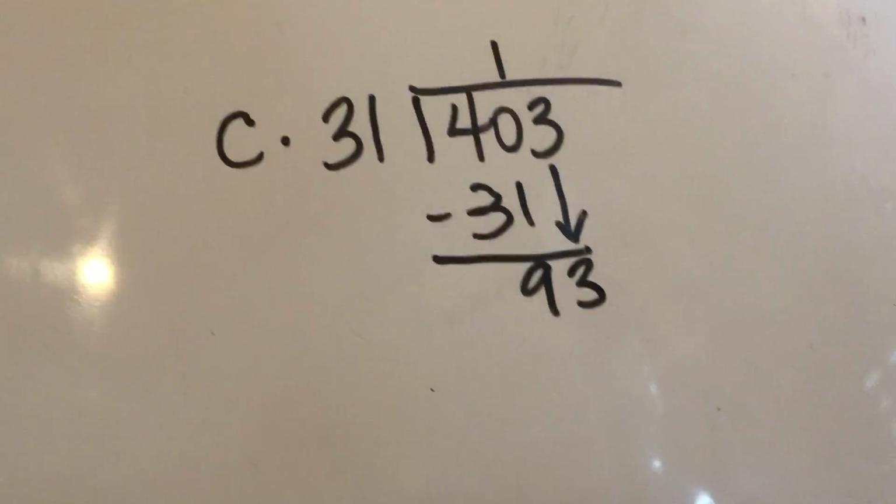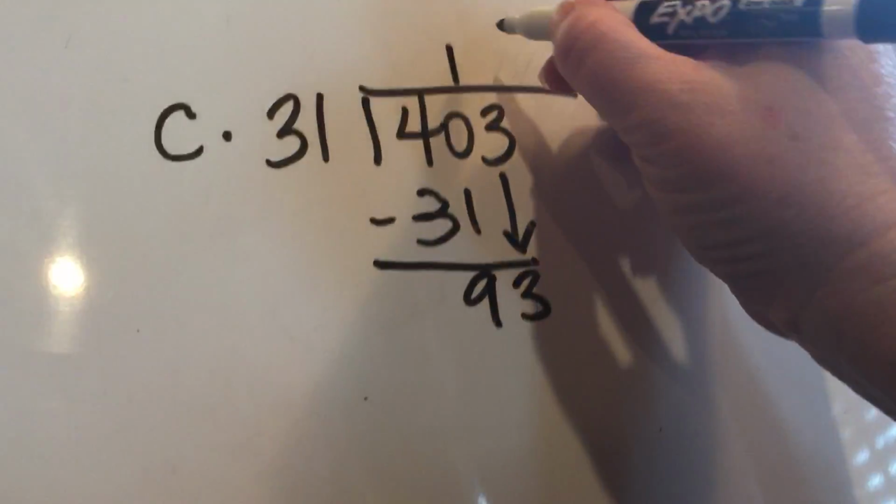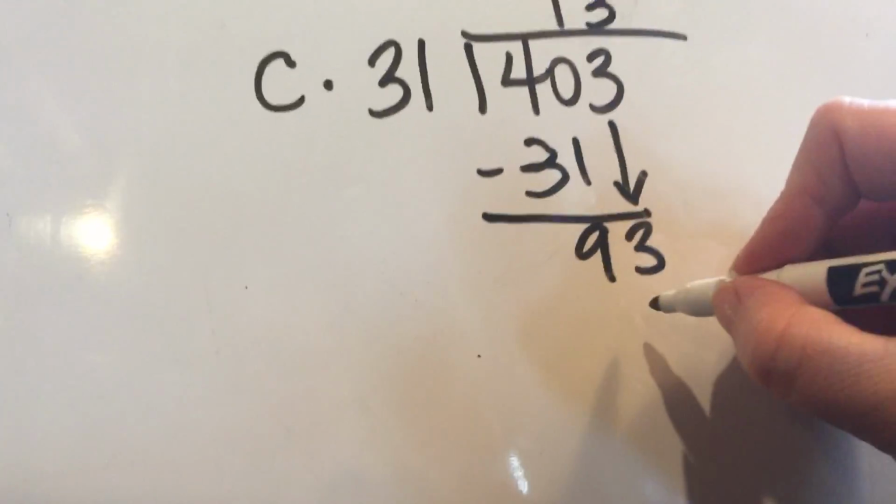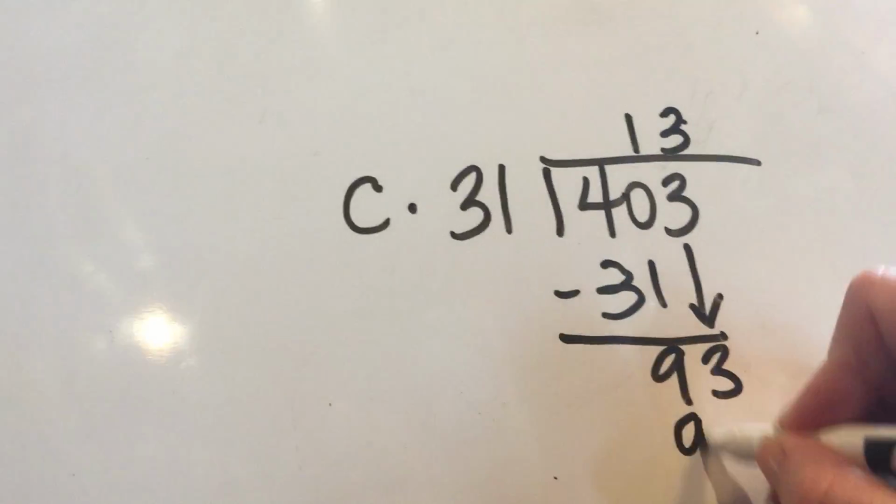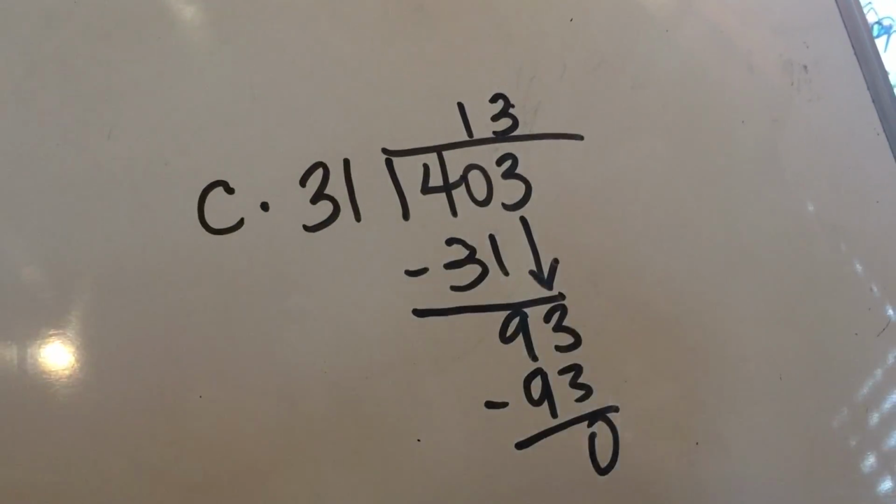31 will go into 93 3 times. 3 times 31 is 93. No remainder. The answer to C is 13.